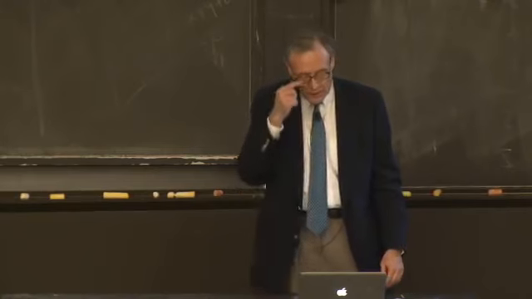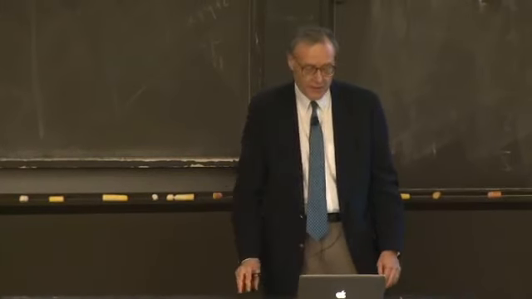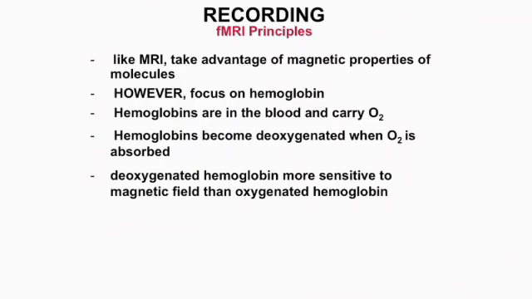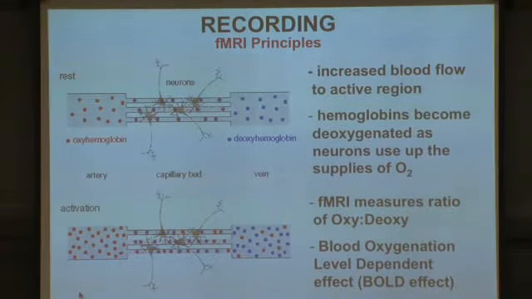So how does this work? Functional MRI takes advantage of MRI, but it focuses on hemoglobin, the stuff that carries oxygen in your blood. And it rests on the fact that deoxygenated hemoglobin, after oxygen has been extracted, is more sensitive to the magnetic field than oxygenated hemoglobin. So it's like this.